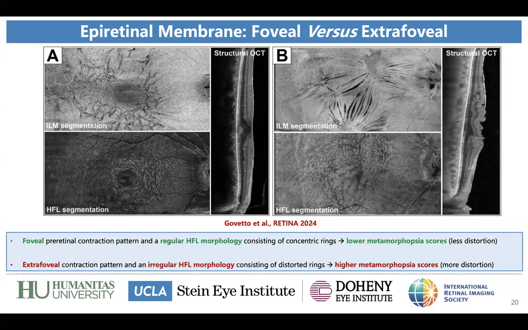of epiretinal membrane. In this recent study by Andrea Govetto and co-authors published in Retina, we can see on the left a pattern of foveal ERM with a more regular Henle fiber layer morphology, which is correlated to a lower metamorphopsia score, versus a more distorted and extrafoveal pattern of contraction, which is correlated with more irregular Henle fiber layer morphology and higher metamorphopsia scores.